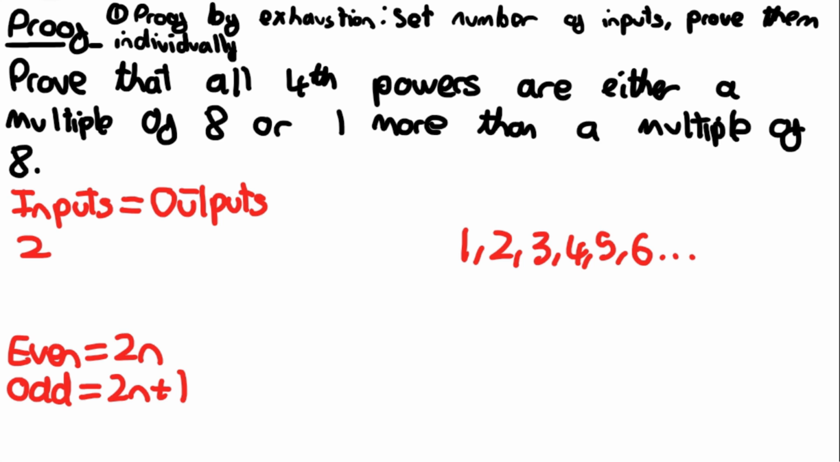And we can prove these individually, and we will find one of these inputs will give one of these outputs, and the other input will give the other output. For this question, we need to consider all positive integer values, as we need to consider all fourth powers, so we need to consider all positive integer values that give these. And as all positive integer values are either even or odd, if we individually prove this is true for even and odd numbers, we prove it for all positive integers.